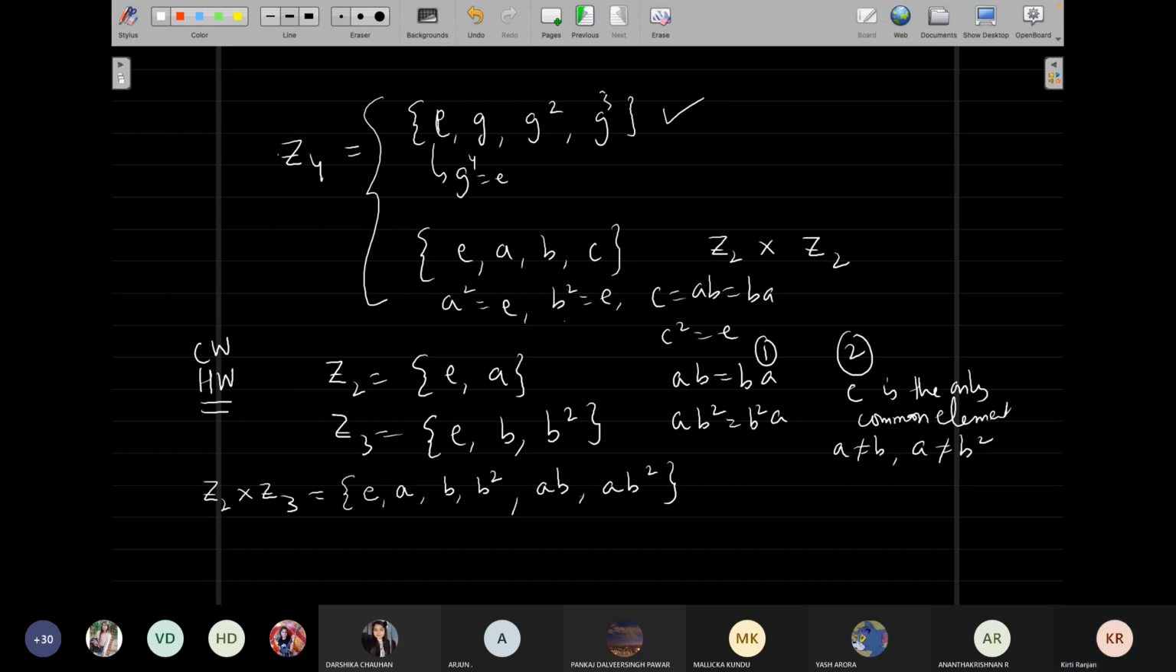So now this group E, A, B, B square, AB, AB square, you somehow now know that this is the Z6 group in our language, and you also know certain properties which are there. What is the property? A square is equal to E. Another property? B cube is equal to unity, and AB is equal to BA.